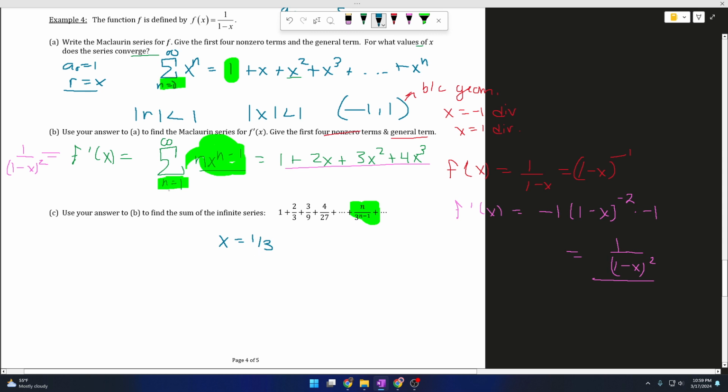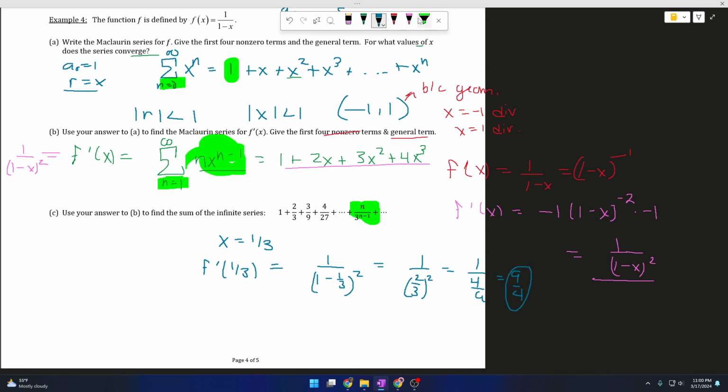And then we could represent it with this sigma. So what that means is we really want f prime of 1/3. F prime of 1/3 would just be 1 over (1 minus 1/3) squared. And that is going to be 1 over (2/3) squared, 1 over 4/9, which is 9/4. Now I went pretty quickly through that. I can explain my logic.